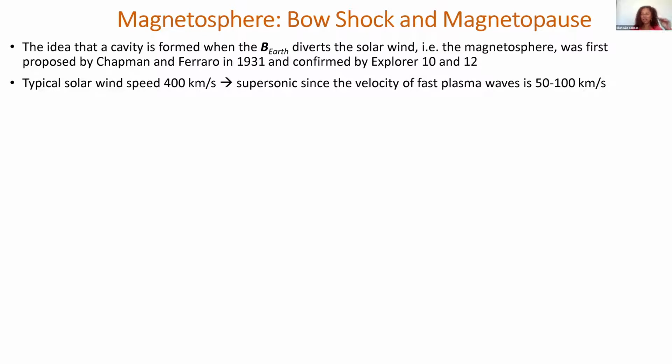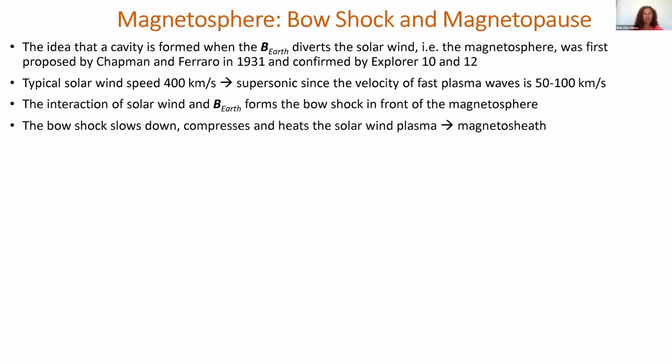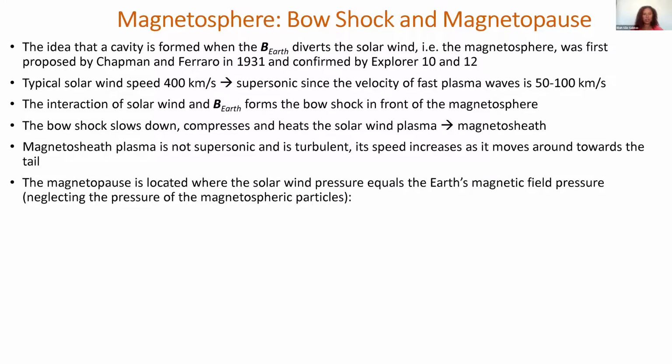Just like a supersonic airplane creates a shock region in front of it, because it's traveling faster than the speed of sound in air. So it forms the bow shock region, and the bow shock has the function of slowing down, compressing, and heating the solar wind plasma. Then with that, the magnetosheath is created. It's not a supersonic plasma, but it's turbulent, and its speed increases as it moves around towards the tail of the magnetosphere.